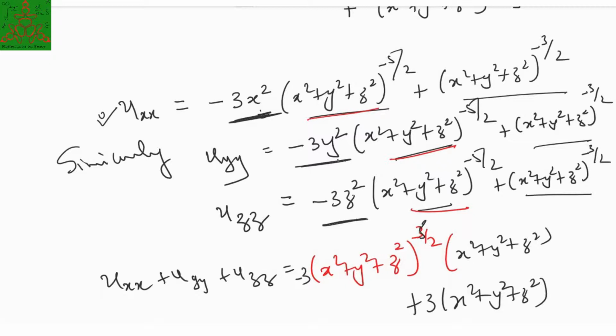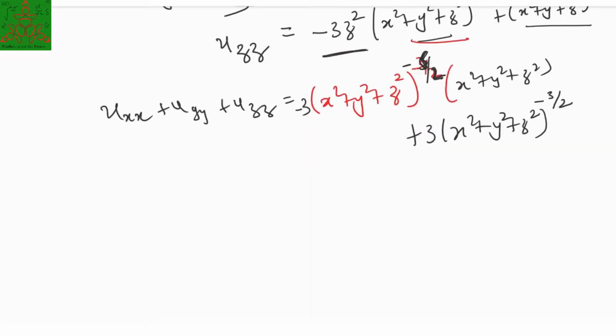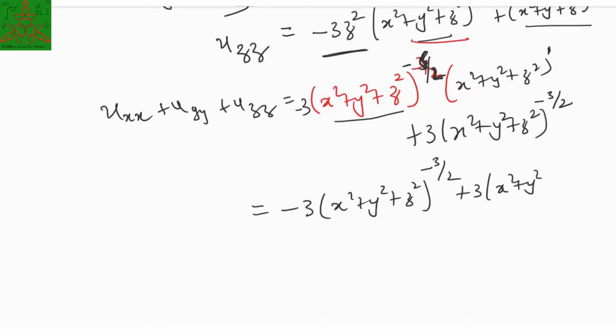Here we'll have 5/2 minus, here we have minus 3/2. Now you just see that (x² + y² + z²)^(-5/2 + 1), because power will be added here, so it will be nothing but -3(x² + y² + z²)^(-3/2) + 3(x² + y² + z²)^(-3/2). So that will get cancelled, so you will have a 0 answer. That is the objective of this problem.